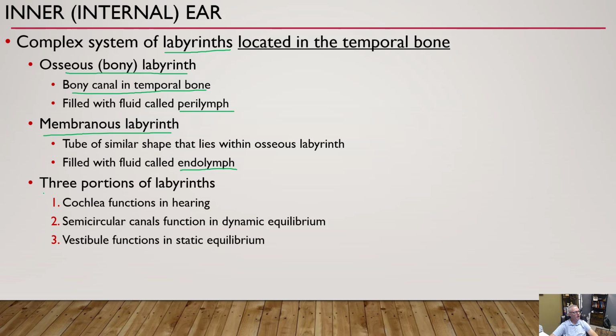Now, we do have three portions of this maze or labyrinth. We have the cochlea, that is our hearing organ. We have these semicircular canals that are going to help with dynamic equilibrium. And then we have the vestibule, which is going to help with static equilibrium.